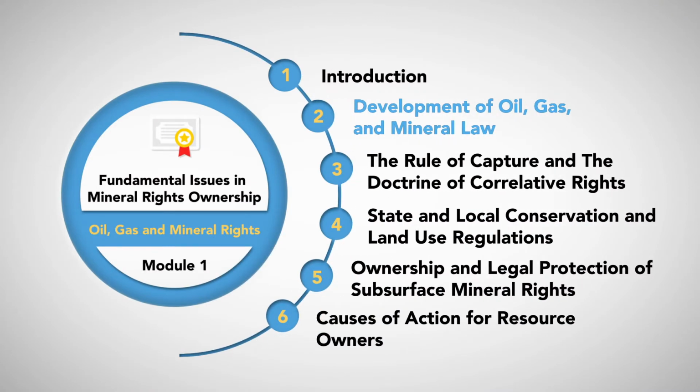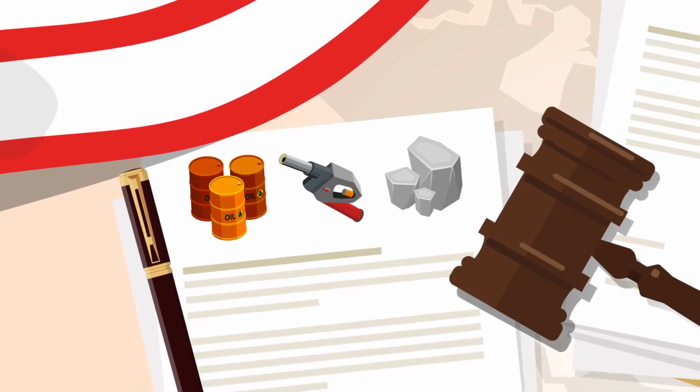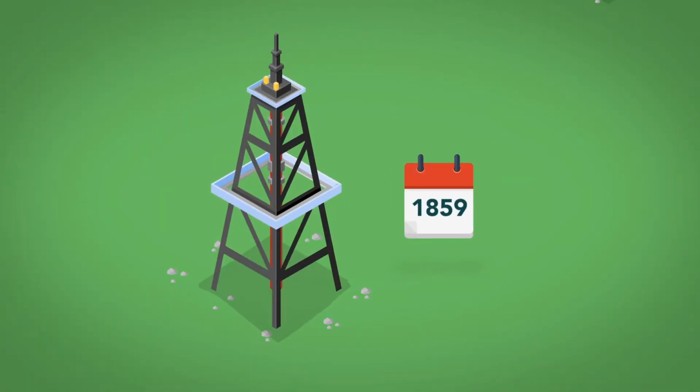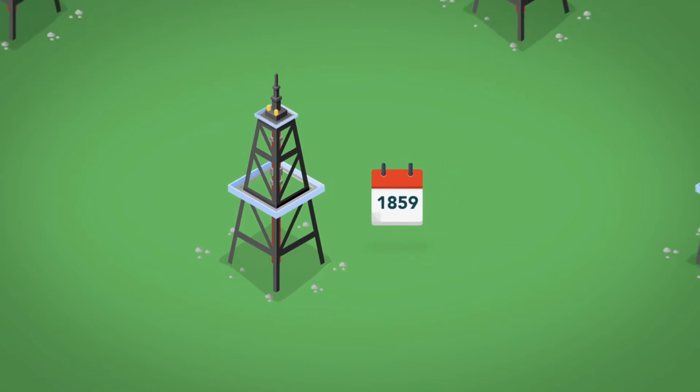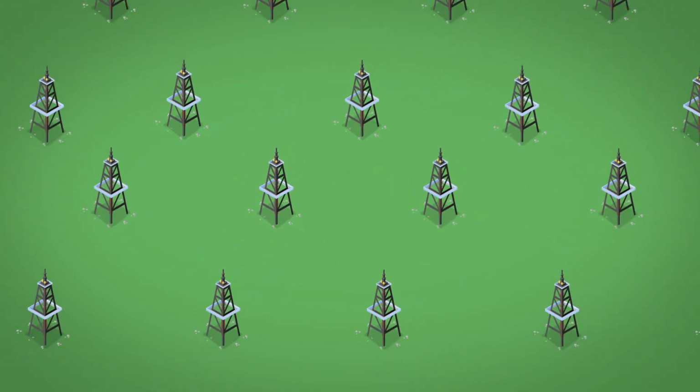Development of oil, gas, and mineral law. The relevance of the law of oil, gas, and most minerals in the United States is about a century and a half old. The first oil well in the United States was drilled in 1859, and it took several years for the industry to mature into a viable enterprise from there.